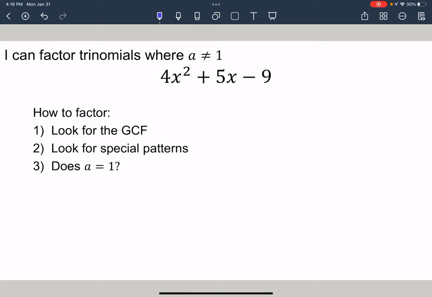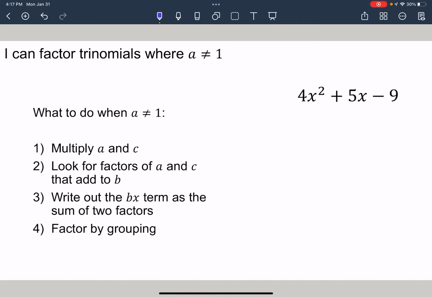So here's another example. Here a does not equal 1, once again. And so we're going to look for a GCF. There's no GCF of 4, 5, and negative 9. It doesn't look like any special patterns, and a does not equal 1. So we're going to need a new set of steps to figure this out. What you do when a does not equal 1 is you take the a and c terms and you multiply them. So we're going to multiply a times c, which is 4 times negative 9. So that equals negative 36.